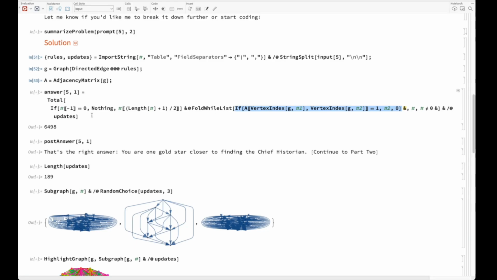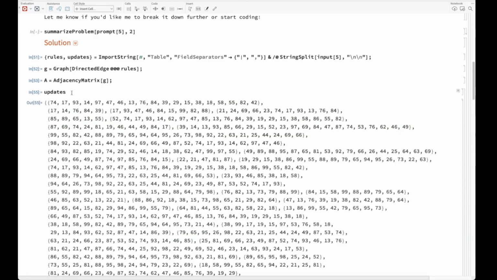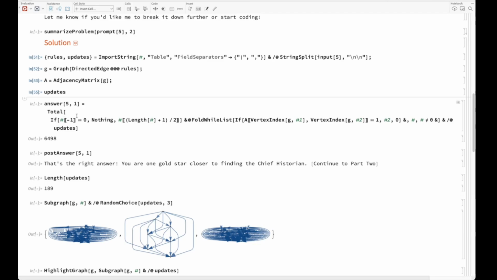And I guess that's what we basically check for each update. What were the updates? Updates are just sequences of vertices in this graph, right? For each sequence of vertices, we fold over it until we reach the 0. We check whether those are adjacent or not, and then we extract the middle one. If it actually ended in 0, we just return nothing. And then we sum it up. So it's a pretty straightforward one, just a nice use of graphs.